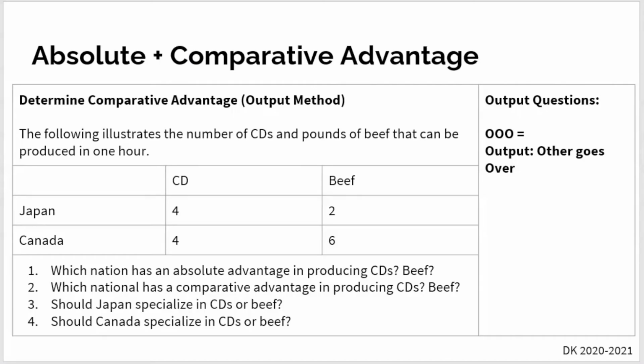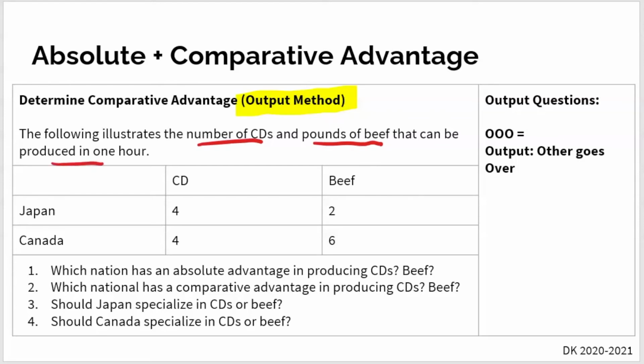And so when we're talking about comparative advantage, there are actually 2 different types of comparative advantage you guys have to keep in mind. This first one is known as the output method. Okay? And so we know that we're talking about an output style comparative advantage type of question whenever we're talking about just what is being produced, right? The actual physical amount that's being produced at the end of the day. So in this question, we're looking at the number of CDs and the pounds of beef that can be produced in 1 hour.